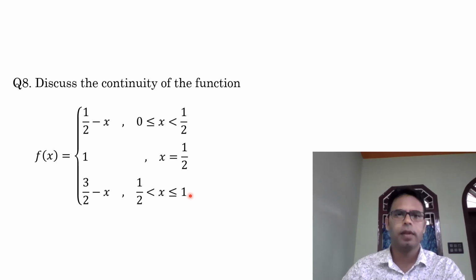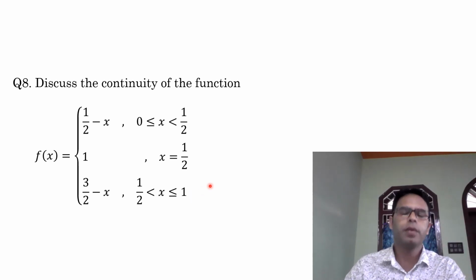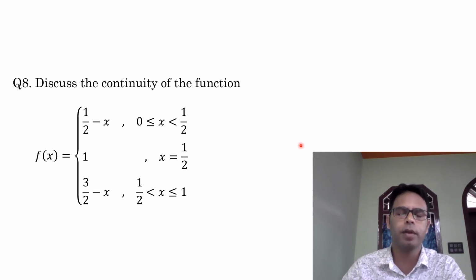And in this question you see actually the probable point of discontinuity. Probable points of discontinuity are here: x equal 0, x equal half, and x equal 1.